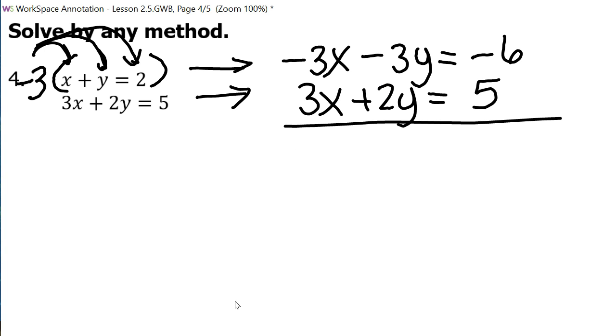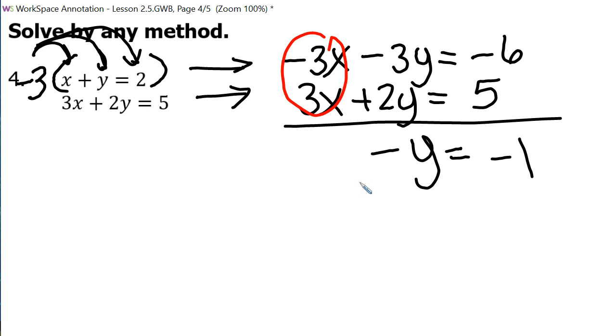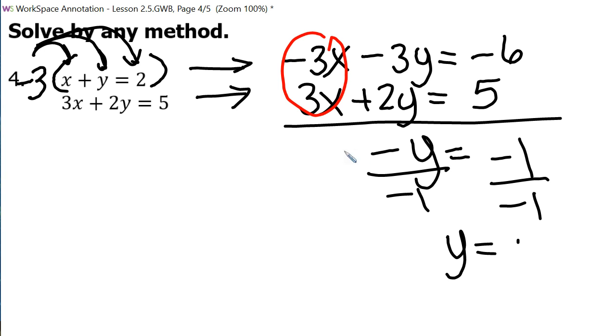Where's the 0 pairs? Negative 3x, positive 3x, it goes away. Be careful, what's negative 3y plus 2y? Negative 1y. And what's negative 6 plus 5? Negative 1. Right, we need to get rid of the negative 1 out front. Divide both sides by negative 1, and the answer becomes positive 1 for y.